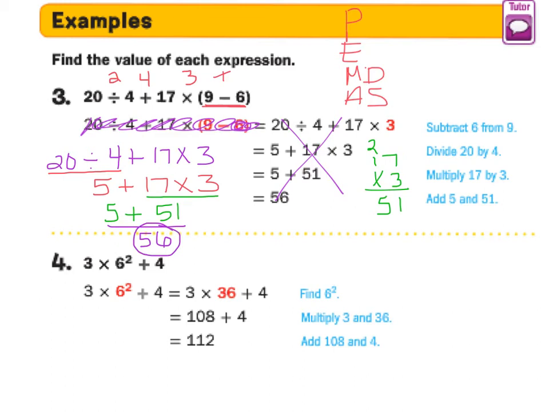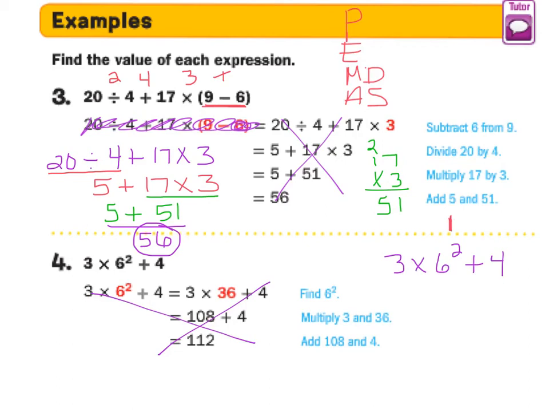All right, let's take a look at number 4. We're going to cross out how they write it, and we'll do it over here on the side. So I'll rewrite it: 3 times 6 squared plus 4. So let's go through our game plan. I do not see any parentheses. However, I do see exponents, so that's going to have to be evaluated first.